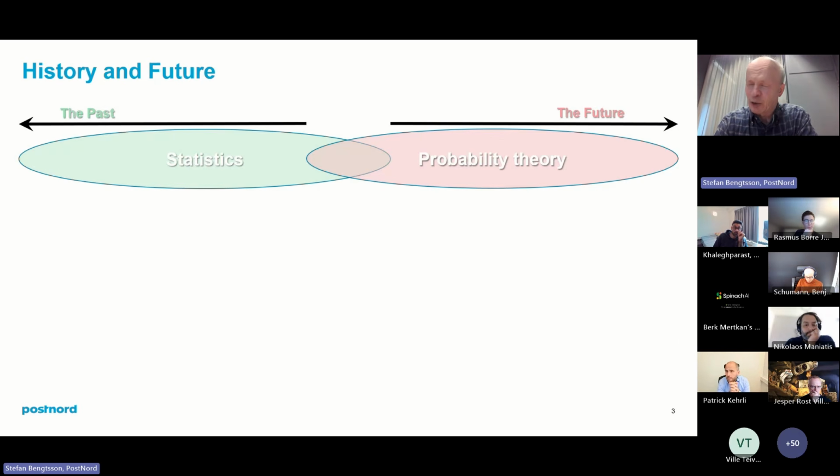Statistics is about looking backwards in time. It's about looking at the past. Probability theory, the whole point of it is looking at the future. The only thing that's really common is that we share a common mathematical baseline. But the people formed by statistics are, I claim, also from a personality perspective, usually different from the people formed by probability theory. It's two completely different mindsets and ways to think.